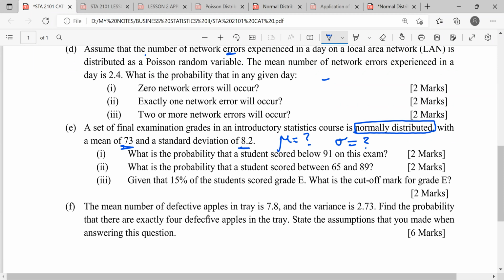In our case, we know that mu is 73 and this guy here is 8.2. So once you know that, you can answer any question, simply because we are going to use a Z value, and Z value requires only mu and sigma. Then of course, the other information will be gotten from the question itself. So let's solve the question, unless there's a question.